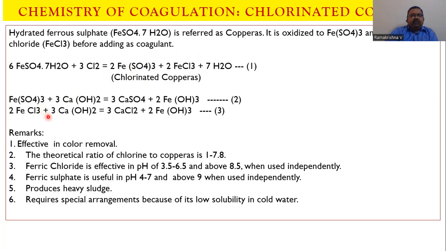This ferric sulfate, you can see, reacts with calcium hydroxide alkalinity to give calcium sulfate and ferric hydroxide. This ferric hydroxide is the sludge formed in this reaction. Similarly, ferric chloride reacts with calcium hydroxide alkalinity to convert to the corresponding chlorides and ferric hydroxide.